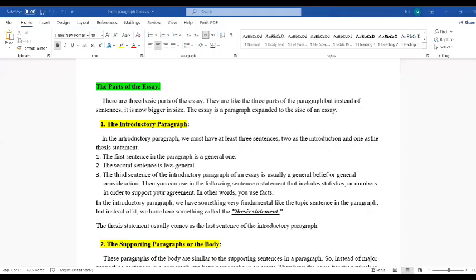Okay, I will share the screen. I think it's clear now.